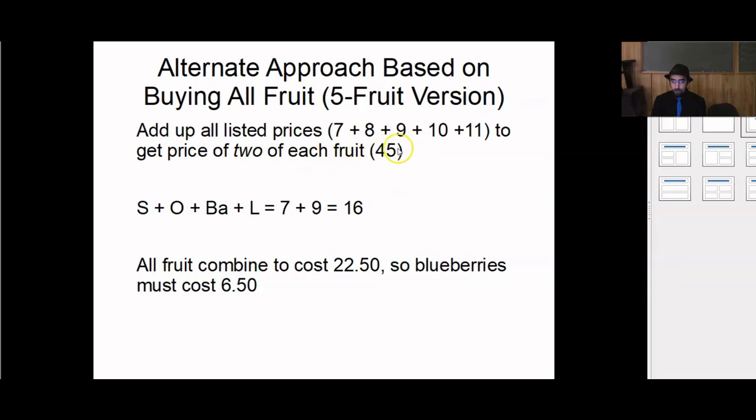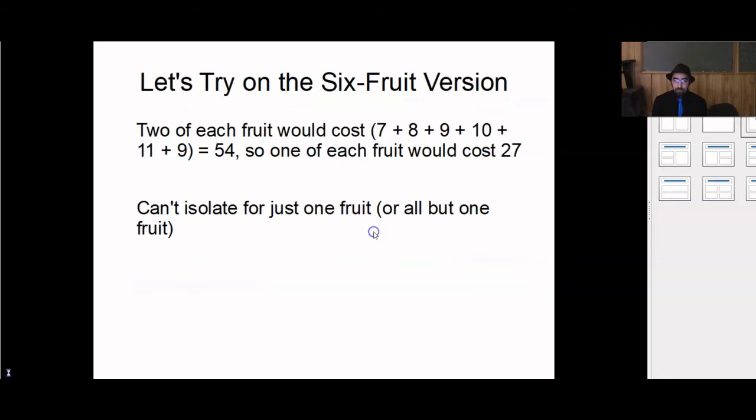If 2 of each of all 5 costs $45, 1 of each of all 5 costs $22.50. We know strawberries, oranges, bananas, and limes cost $16 from just looking at the first and third rules. So the remaining blueberries have to cost $6.50. And you can plug that $6.50 back in and solve it the same way we did before.